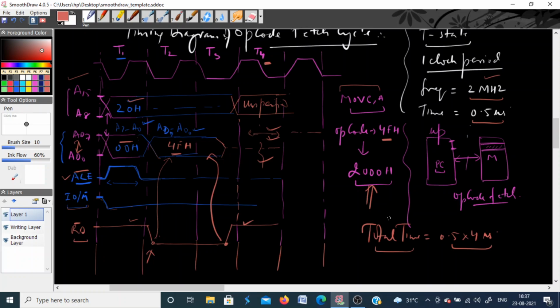For that, you should know the clock frequency or the clock time period, and how many T states are involved in executing that instruction. If you know that, just multiply the number of cycles with the clock time period, and you will know how much time is required to execute that particular instruction. Next, we will take one more case, a 2-byte instruction, where along with the opcode fetch you have a memory read operation, or a memory write operation also.